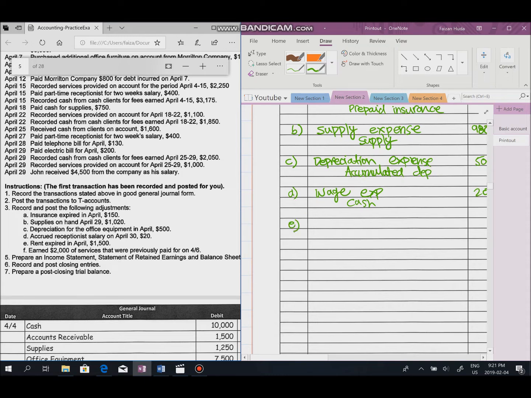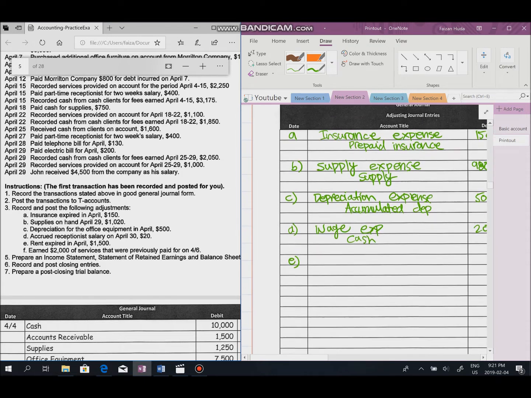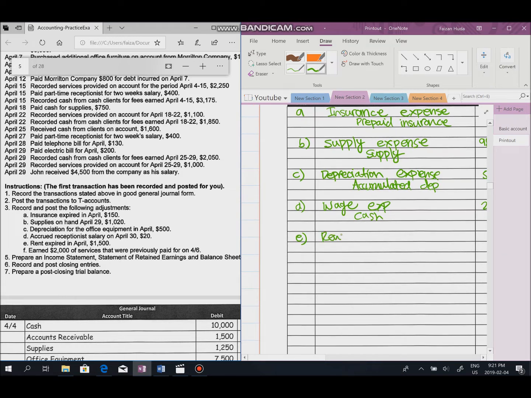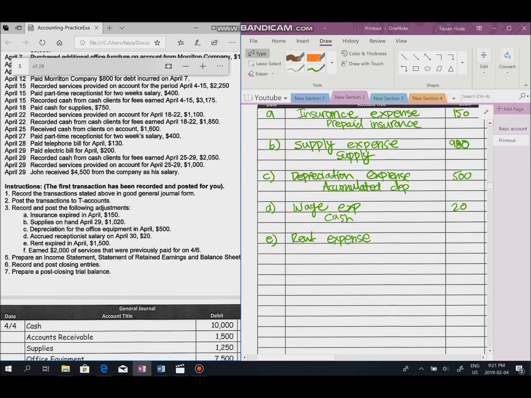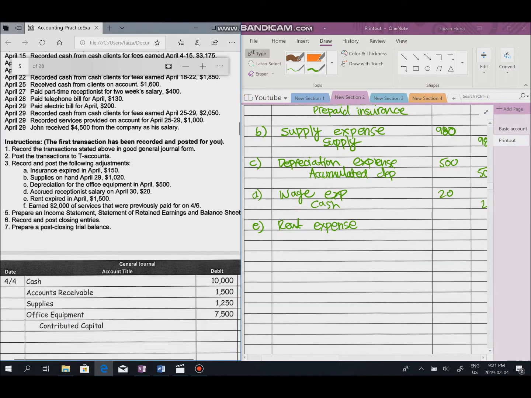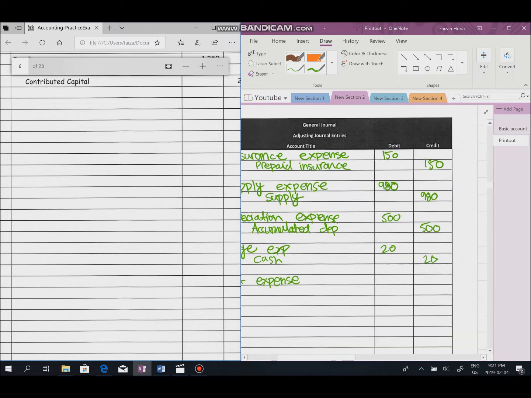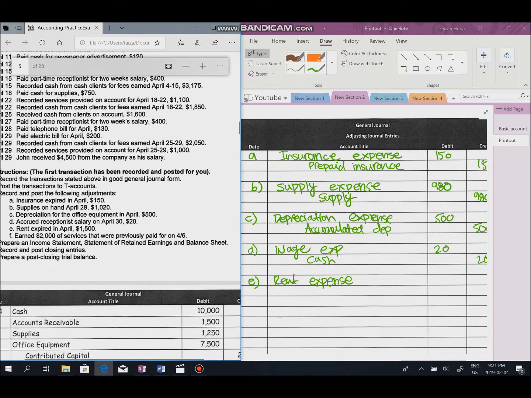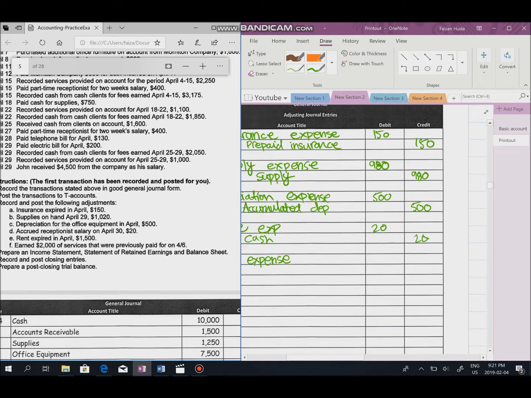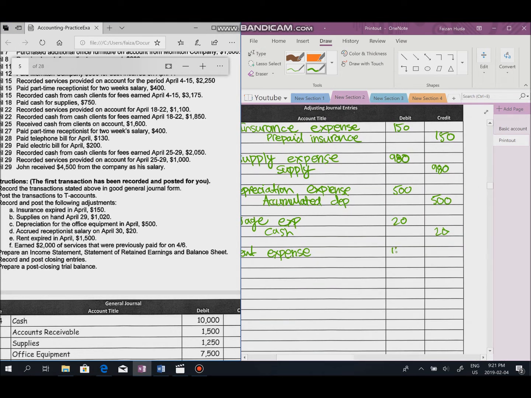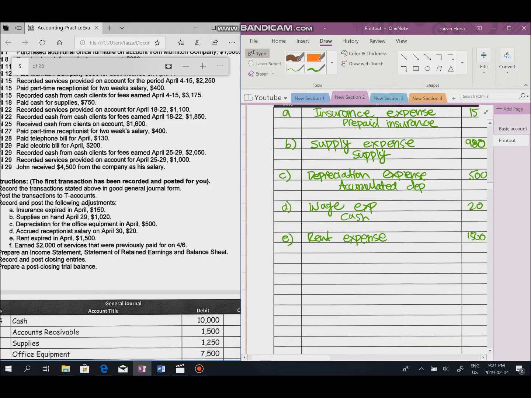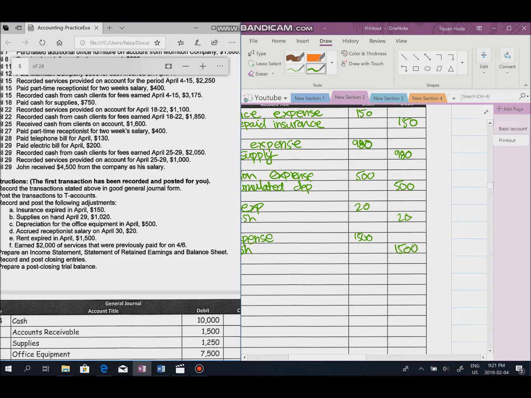E is similar to A, prepaid rent expense. Since we used up this much rent, we incurred this much rent expense in April. It's going to be 1050, ignore what I said. So rent expense would be 1500. Again, on an exam or a test you will have to calculate this value. It's not usually given, but in this case we are lucky it's given to us. So it would be 1500 cash.